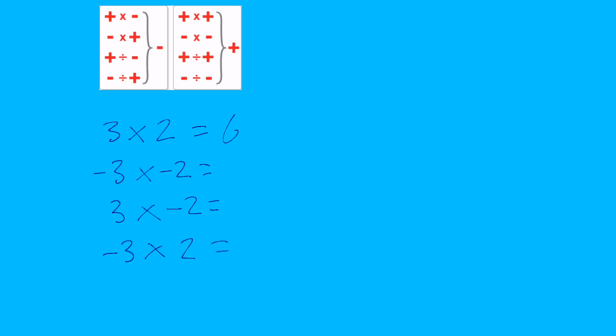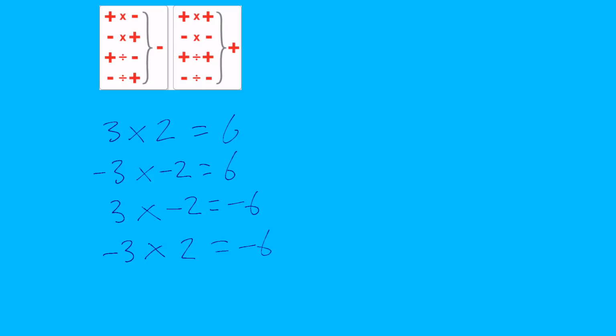We have a negative 3 times a negative 2. So that will give me a positive 6. Then we have a positive 3 times a negative 2. So a positive times by a negative. So that will give me a negative. So negative 6. And then a negative 3 times a positive 2. So a negative times a positive gives me a negative.